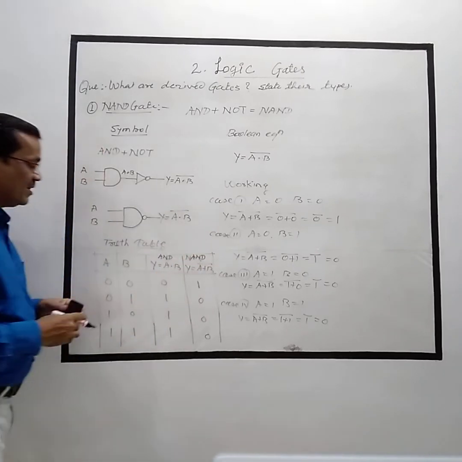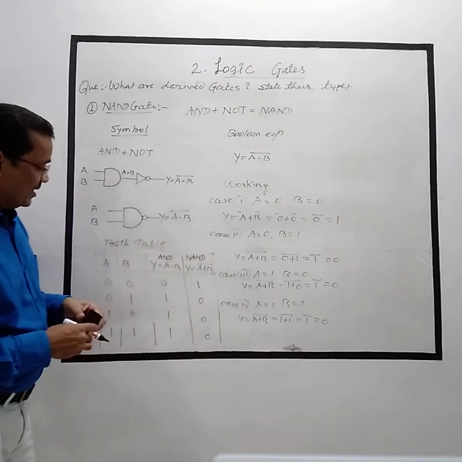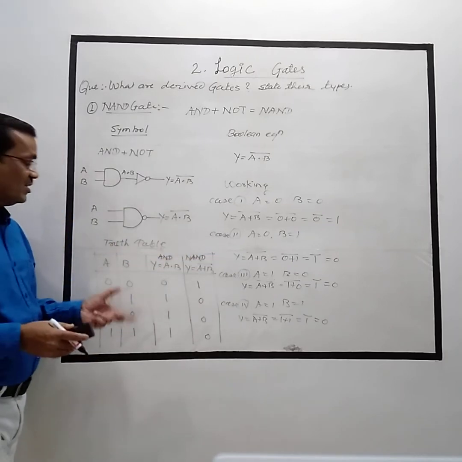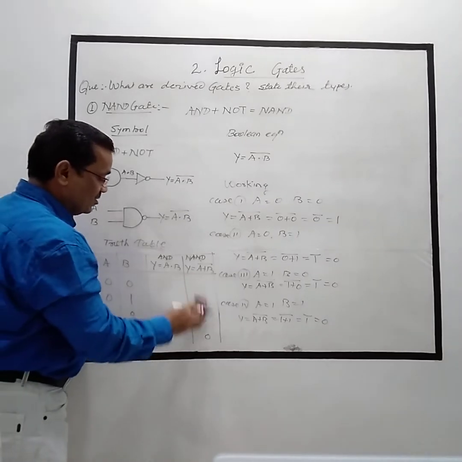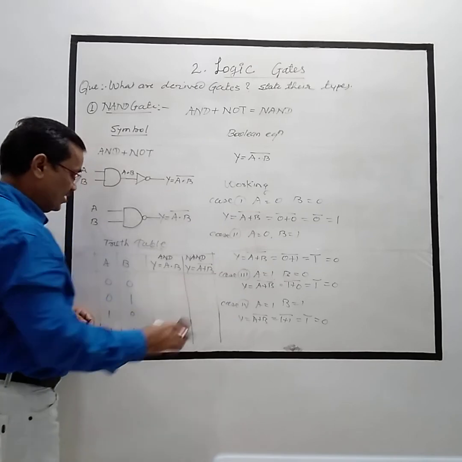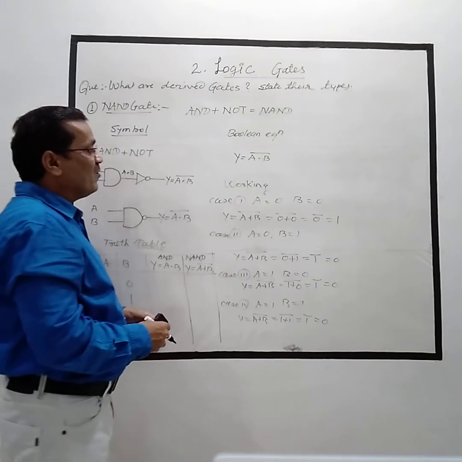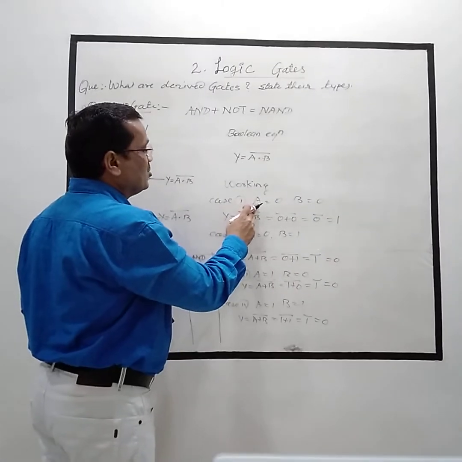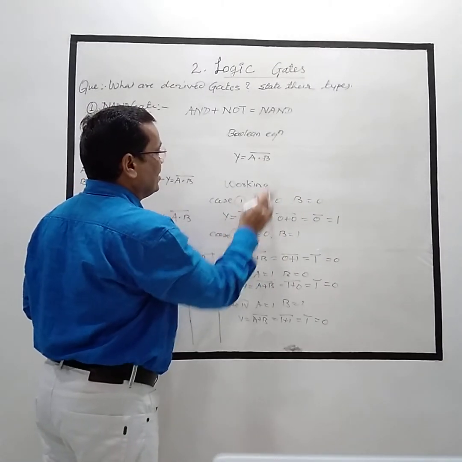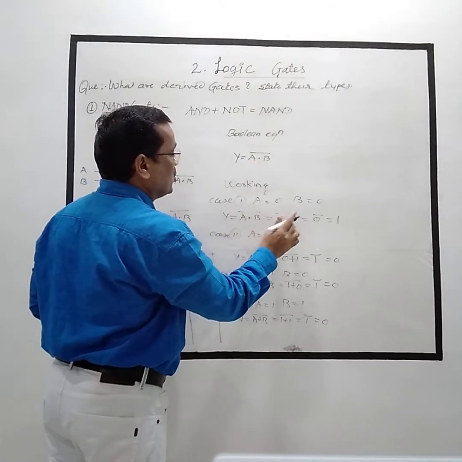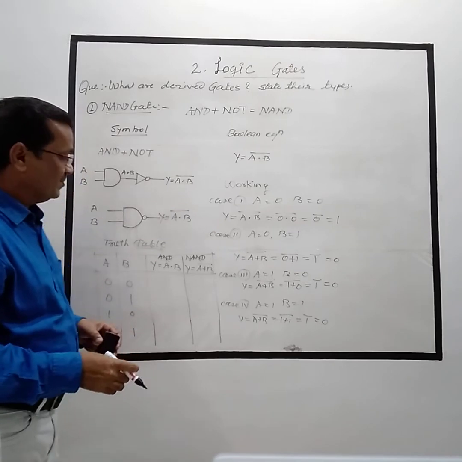We can compare the output of the AND gate and the NAND gate. Then we can easily understand the difference between AND and NAND gate, which is complete inversion of each other, or complement of each other. So let's discuss the cases one by one. A is equal to 0, B is equal to 0. A dot B complement. 0 dot 0 is 0 and 0's complement is 1.